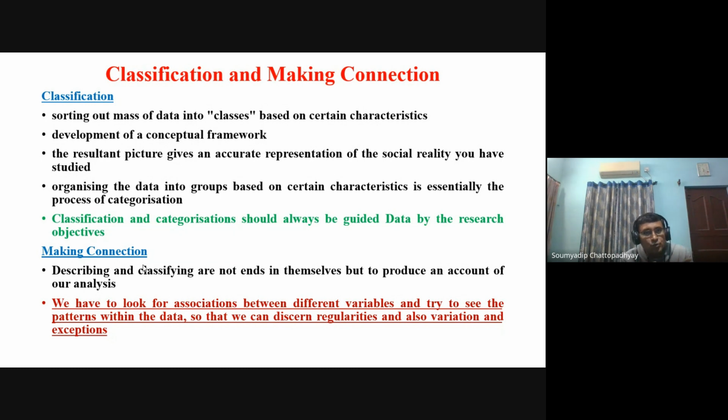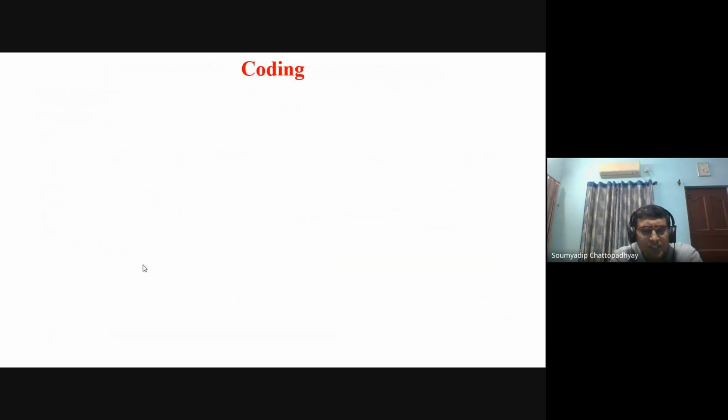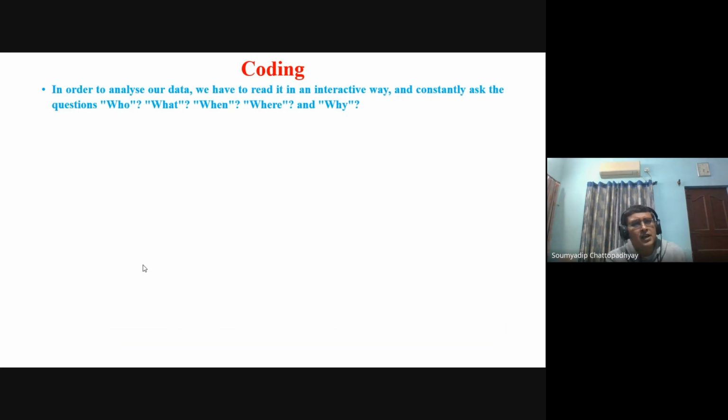Because in this way, you will be able to link whatever story, whatever field experiences that you have gathered, with the existing theoretical knowledge or existing theoretical literature. So that is why making connection is very much important. And now coming to the last part of my analysis, it is basically the coding. By coding, what we mean is, at the end of the day, we want to analyze the data. Okay.